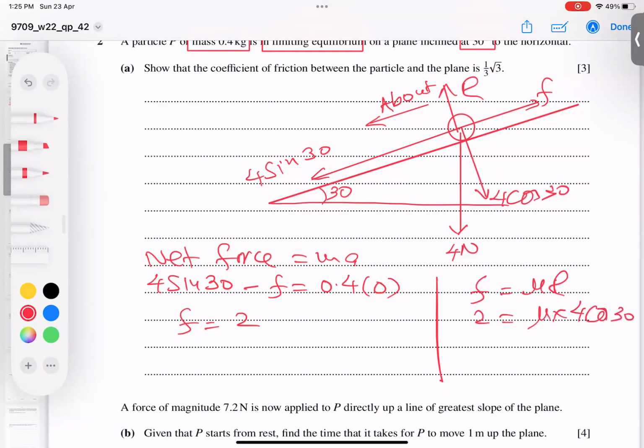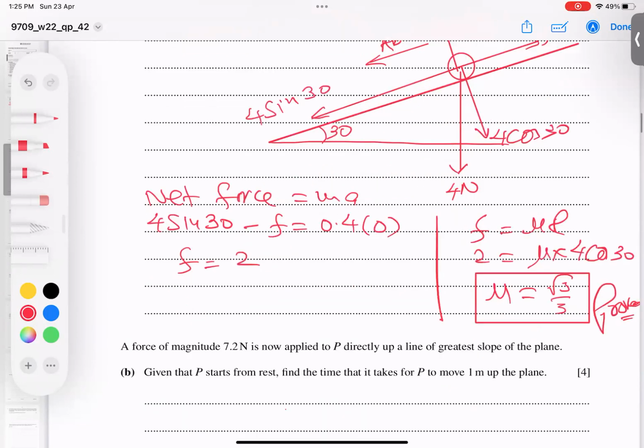So I think 2 divided by 4 times cos 30. If we type it in the calculator, the mu value is root 3 over 3, which is proved. Alhamdulillah Rabbil Alameen. Okay, I hope the idea is clear.